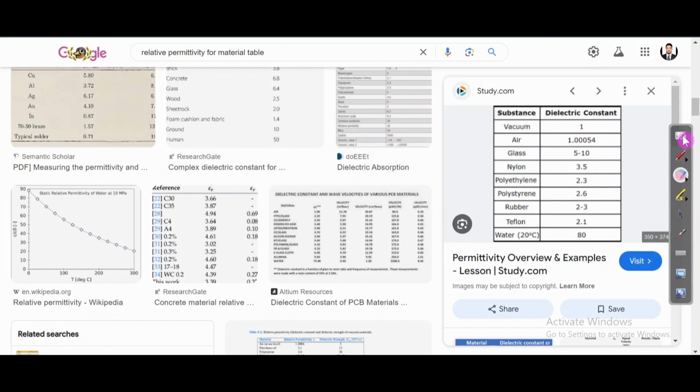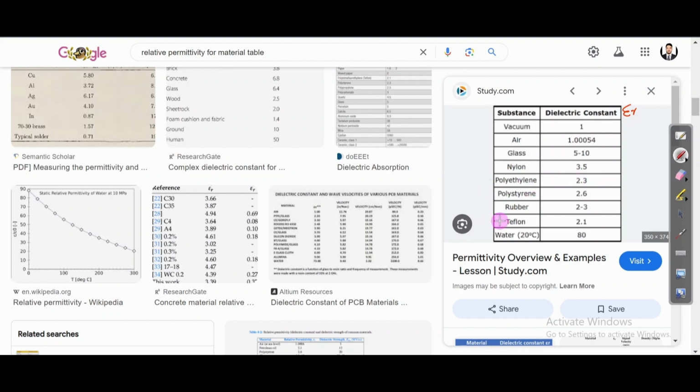this table. In this table, this is the substance, for example vacuum, and this is epsilon r, which we call relative permittivity. The other name for relative permittivity is also dielectric constant. So for vacuum, epsilon r is 1, for air epsilon r is 1.00054, and for glass epsilon r is from 5 to 10. In this way every material has its own epsilon r value.